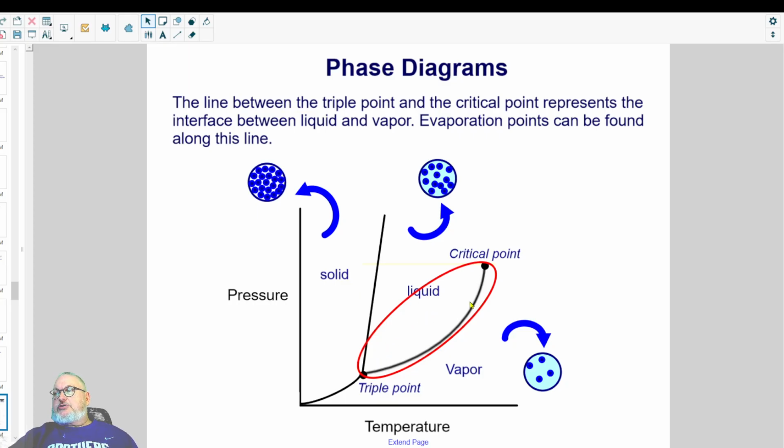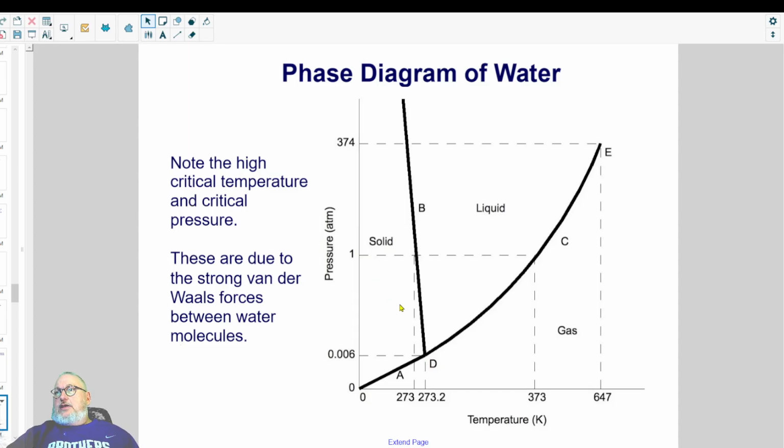And of course, this interface right here between the liquid and the vapor at this particular temperature and pressure, this would be the evaporation point or the boiling point. So looking at water, notice it's got a very high critical temperature and pressure, 374 atmospheres, 647 Kelvin. You can see at 1 atmosphere and 373 degrees K or 100 C, that is what we call standard temperature and pressure. That's when its normal boiling point is.